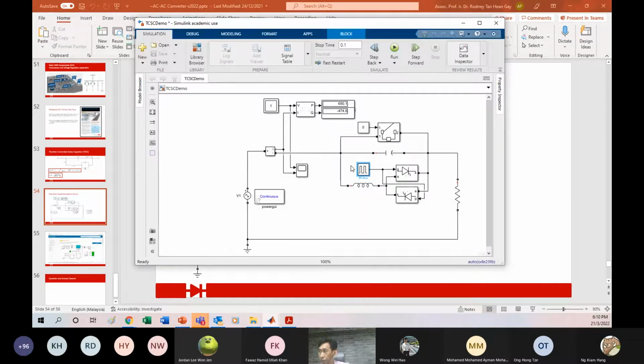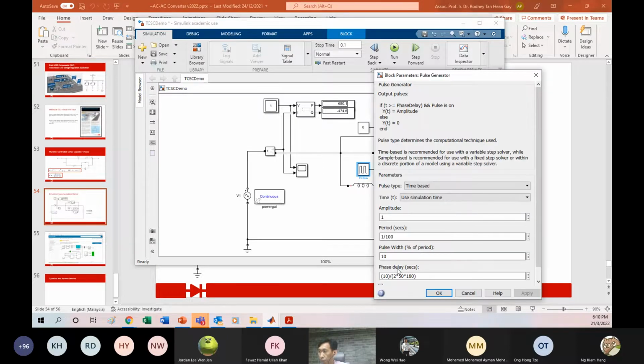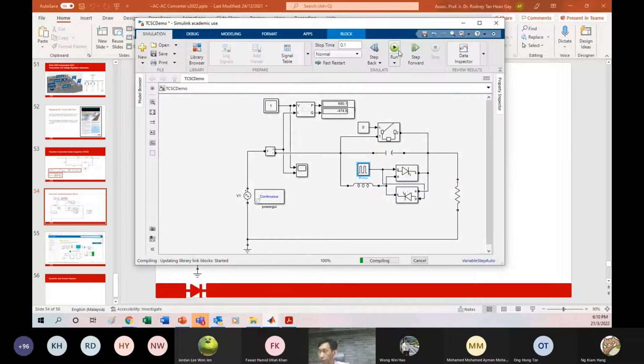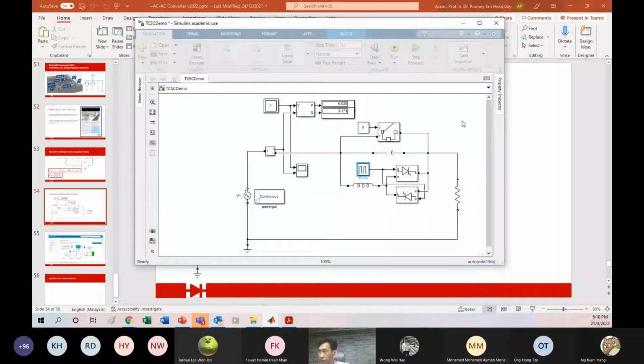Okay, so you can control this power. I think 90 is max already. Okay, I come to 90, right? You can see both also very, very low. Okay, but it's in the forward direction. 6 watt, 3.171. Okay, so this is how it can be applied.